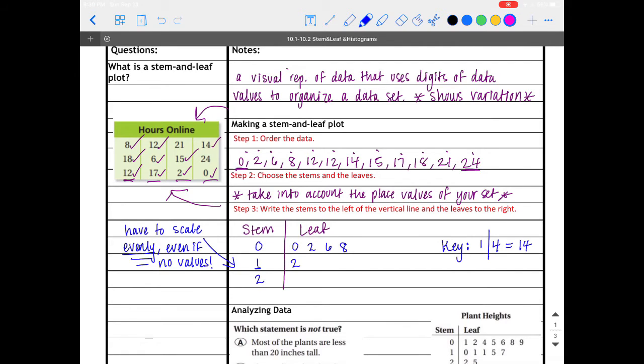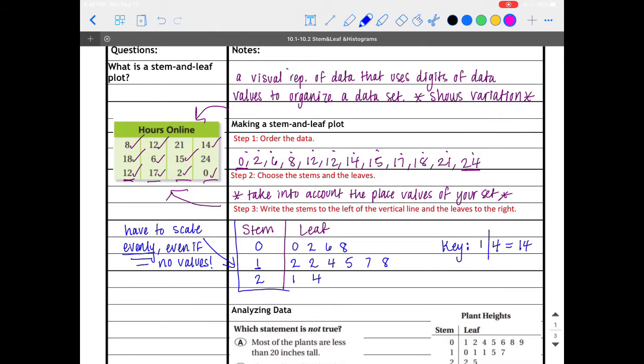And in this case, 2 12s occur. We have to put that 2 twice, just like any other data. You would have to, in a dot plot, represent it twice. Same thing, 4 for 14, just like our example key. 5, 7, and 8. And then we're going to go to 20s, and we have 21 and 24. And that's it. That's how to do a stem and leaf plot.